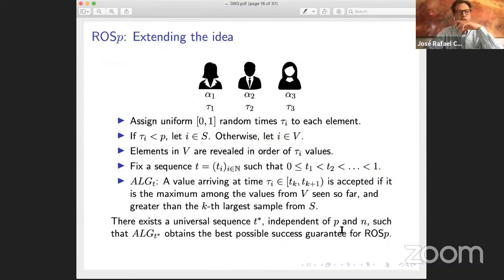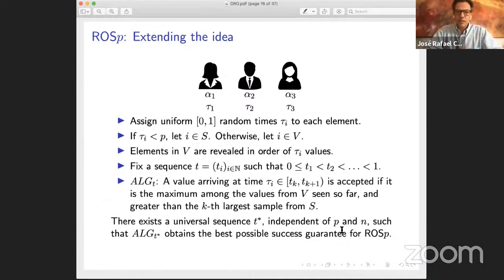It's the same idea. So now, how does it work? We assign again uniform random times to each element. If the random time in [0, 1] is below p, then we just put the element in S, which is exactly, I think, what Nick was saying a minute ago. Otherwise, we put it in V. And the elements in V are revealed in the order of the tau values. And this is a uniform random permutation.